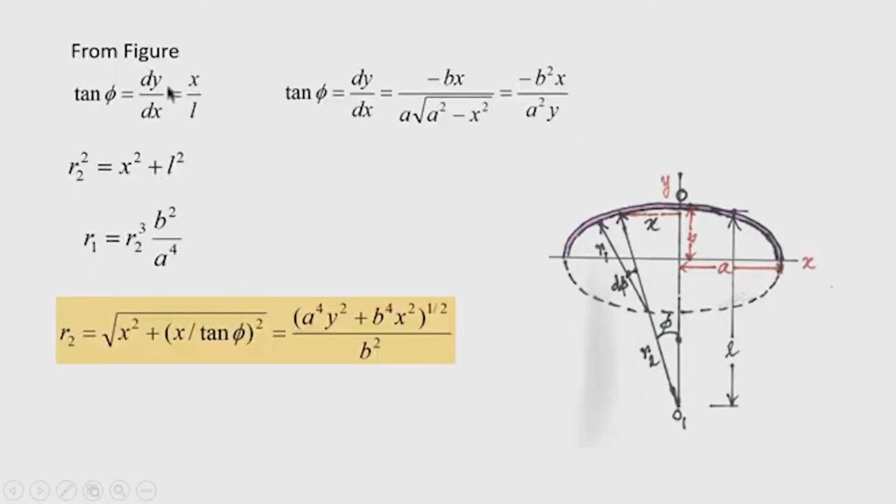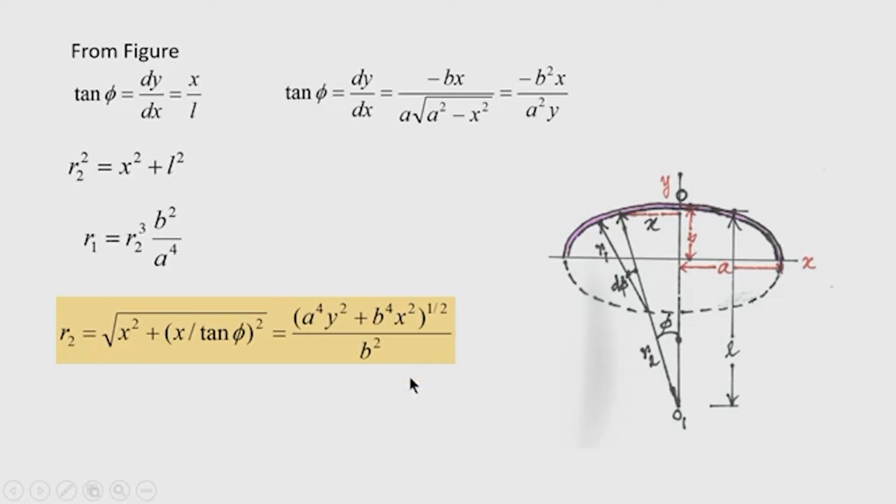Okay. Now, from the figure here we can see that tan phi is nothing but dy/dx, and it is equal to x by L. So, tan phi is dy/dx, and dy/dx we earlier obtained. So, we write it as minus b x divided by a root over (a^2 minus x^2), and this, after simplification, we can write in terms of y.